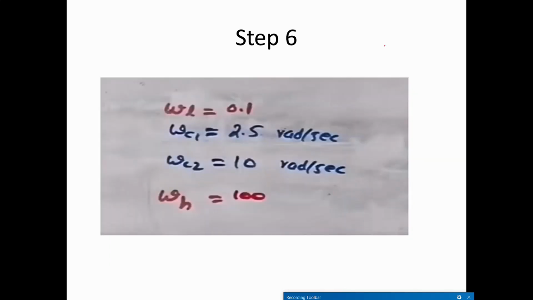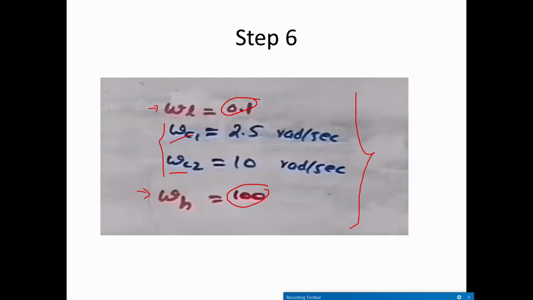Yeah. So after this we know that there are two corner frequencies, omega c1 and omega c2. But with this we need to have two more frequencies, that is omega lower and omega higher. So omega lower, let us assume it as 0.1, and omega higher, let us assume it as 100. So in all we'll be having 4 frequencies.